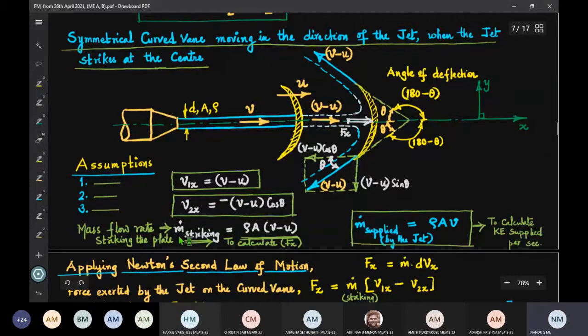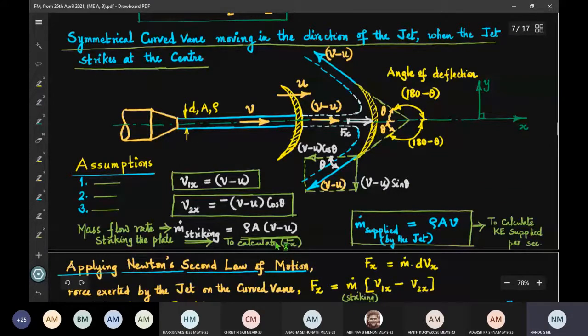But mass flow rate striking in this case will be different. That means the entire mass flow rate supplied by the jet is not fully utilized, as the vane moves when the jet strikes. So in order to calculate the mass flow rate striking, we have to make use of the effective velocity with which the jet strikes the vane. So mass flow rate striking the plate is equal to rho A into V minus U.